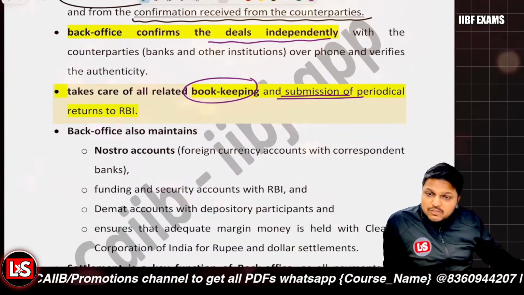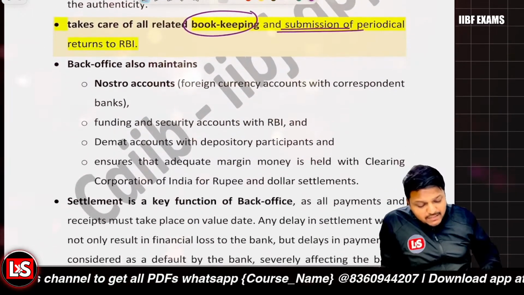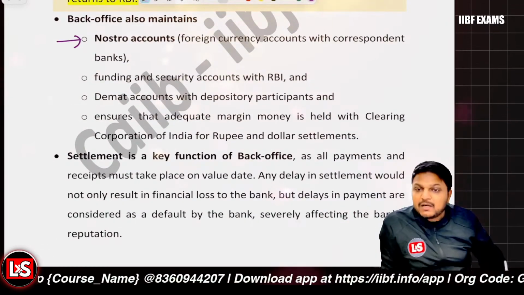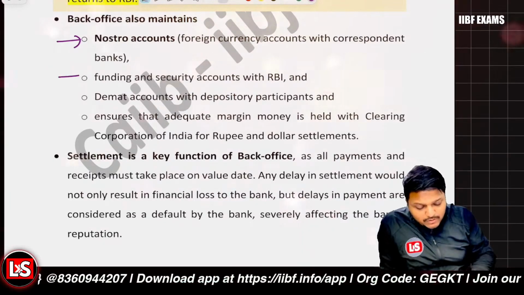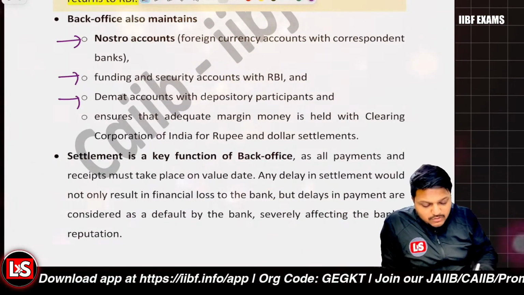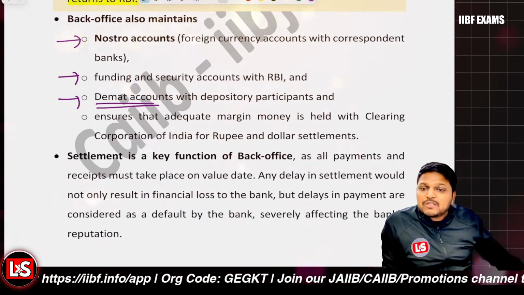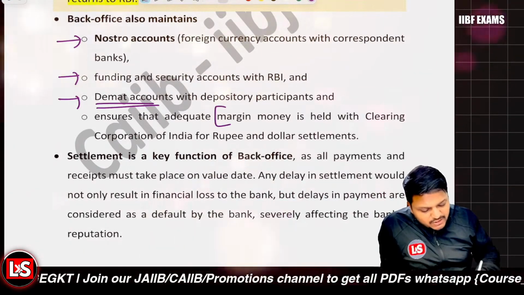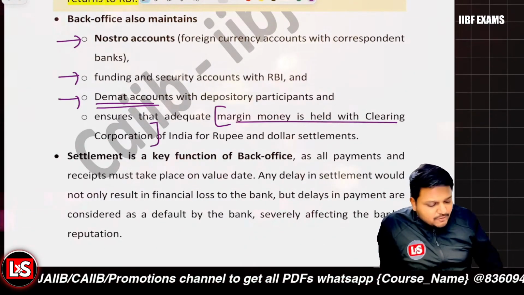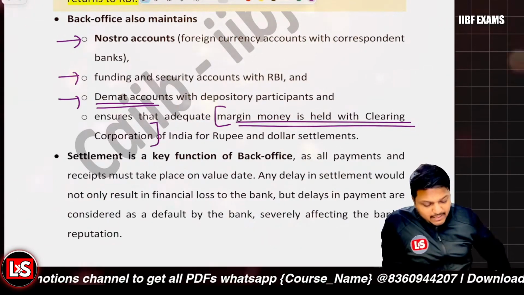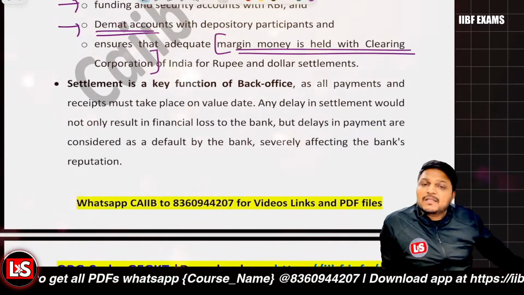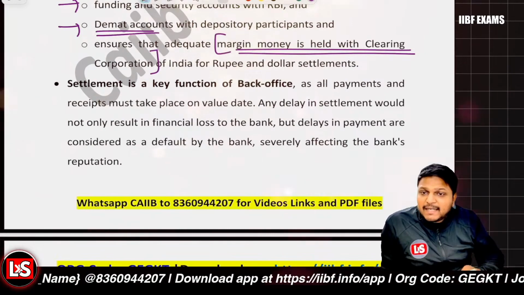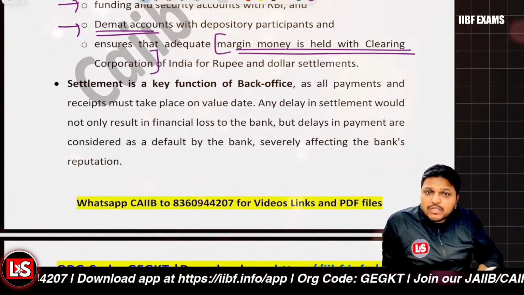So the deal verification is to be taken care of, and also it is going to manage different types of accounts, like the treasury accounts, the nostro account, the RBI funding account, and let's say the securities account, the demat account, and everything is to be managed. And also it is to ensure that adequate margin money is held with the CCIL for the different settlement purposes, right? And there is a key function performed by the back office, that is the settlement function, that all the payments and receipts must occur on the value date.